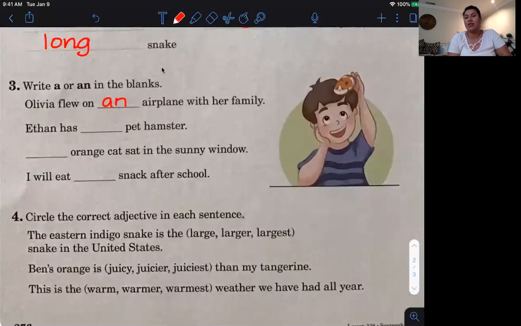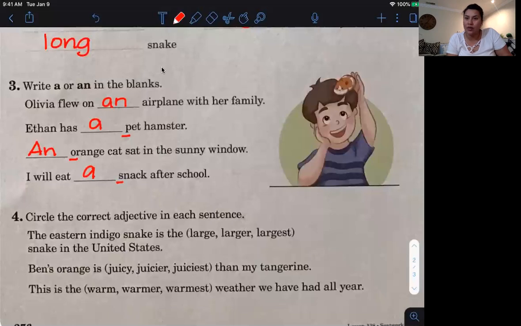Ethan has a pet hamster, or Ethan has an pet hamster. That sounds kind of weird. Plus, pet starts with a consonant, so we know it's a. An orange cat sat in the sunny window, or a orange cat sat in the sunny window. Kind of tricky, but it's an orange cat because orange starts with a vowel. All right. I will eat a snack after school, or I will eat an snack after school. Snack starts with a consonant, so it's a snack.